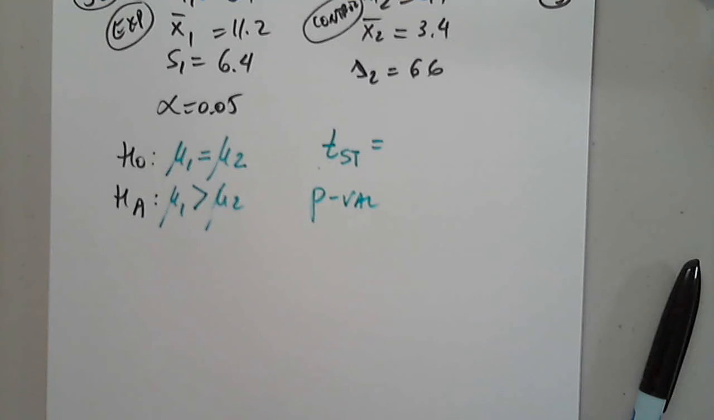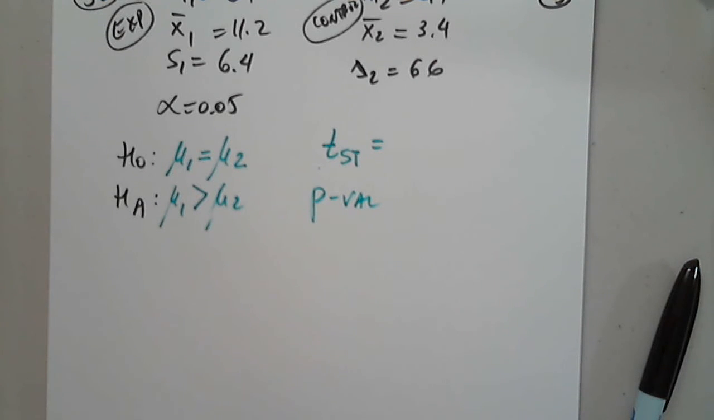So T for 2 samples. So 2 sample T test. Not proportions, but means, right? So that's why we have to choose 4. And we have X1 bar 11.2. And we have S1 6.4. And N1, which is 61. So again, yes, that's correct.